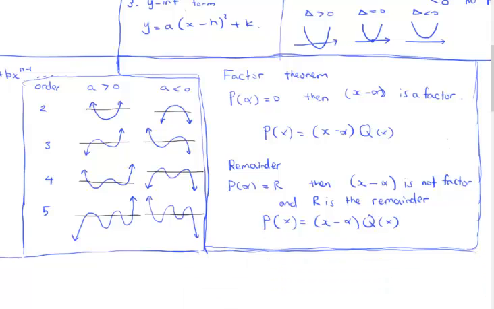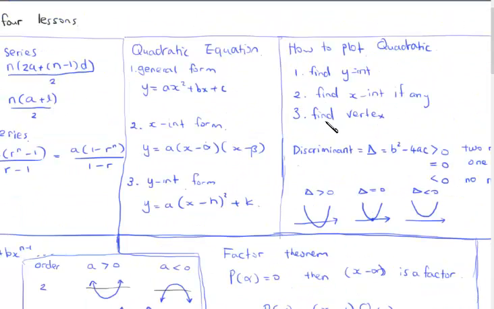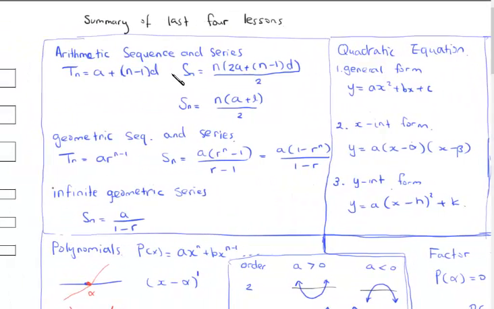Just doing some settings. All right, so this is what we did in the last 4 lessons. We talked about sequences and series. So there's arithmetic sequence and arithmetic series. So these are all the formulas. Geometric sequence and series are given by these things, and there's also infinite geometric series.